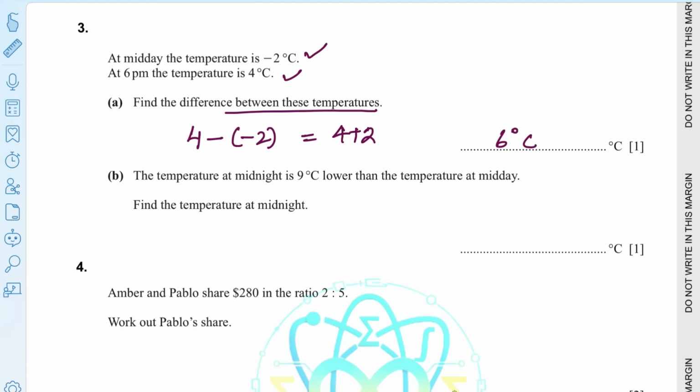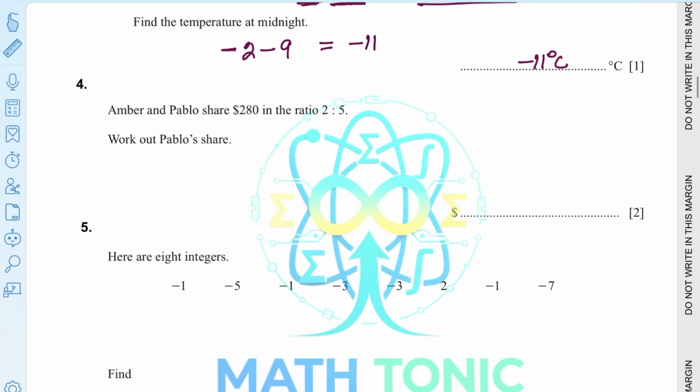Got it? Now, the temperature at midnight is 9 degrees lower than the temperature at midday. At midday, we had temperature minus 2. So again, it is reduced by 9 degrees. So minus 2 minus 9 becomes minus 11. So it will be minus 11 degrees Celsius. Got it? Question number 4.